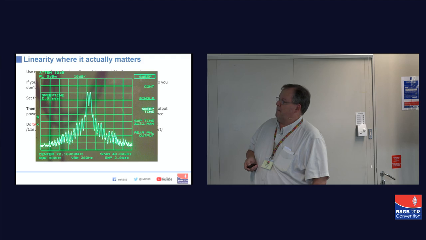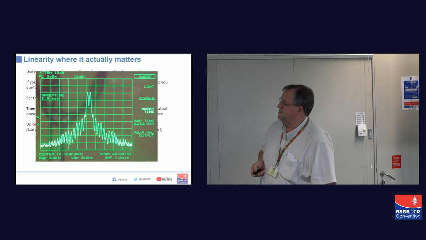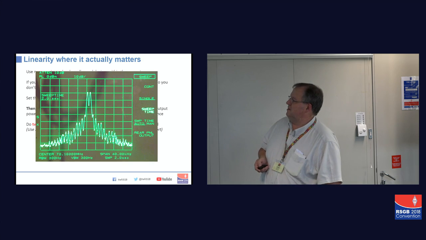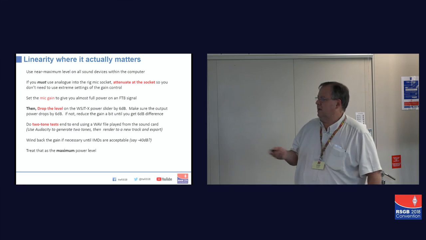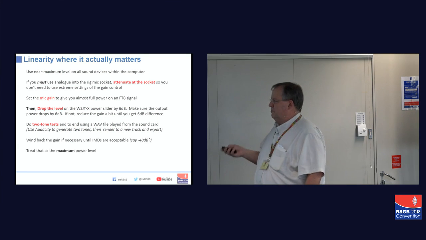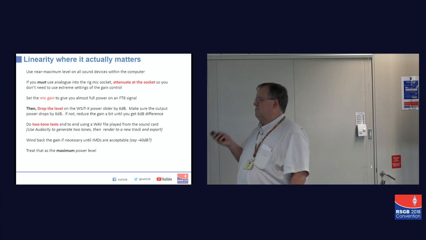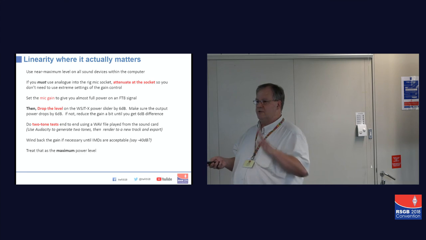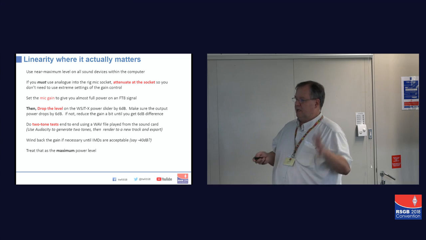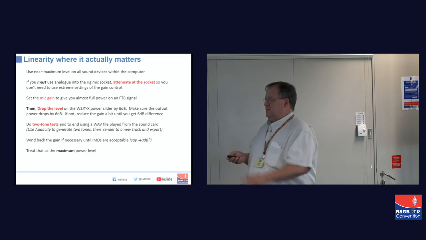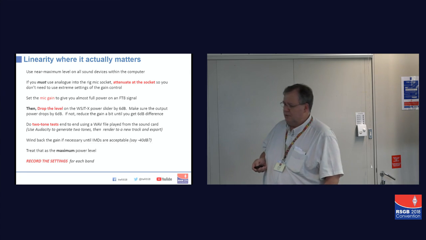sounded like that. That's actually my 4-meter setup with a quick test, and it's ugly. But basically, if you turn back the gain until your IMDs are acceptable to about minus 40 dB or better, then you're probably going to be okay treating that as your maximum power level to use on FT8. Whatever happens, you ain't going to be making your signal any worse than it already was. Record the settings for every band.